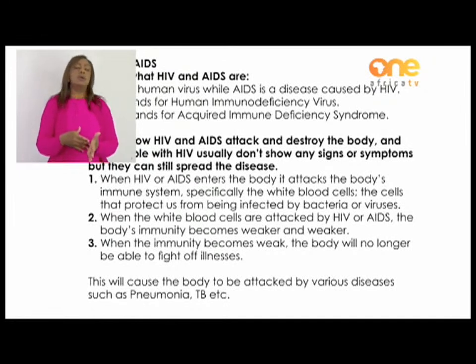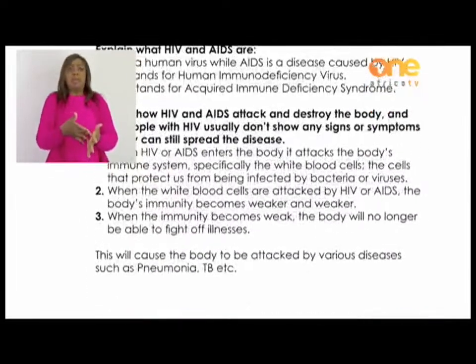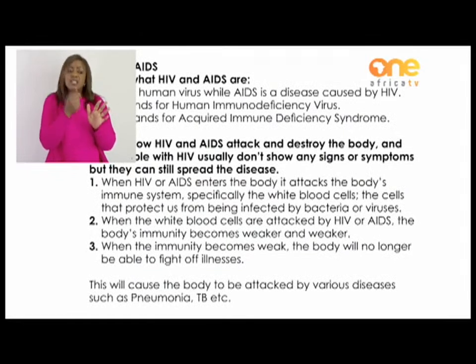Then the last thing that you need to look at today, it says that we must be able to explain how HIV and AIDS attack and then destroy the body, and that people with HIV usually don't show any sign or symptom, but they can still spread the disease. How does HIV attack and destroy the immune system? When HIV or AIDS enters the body, it attacks the body's immune system, specifically the white blood cells. These white blood cells are the ones that protect our body from being infected by bacteria or viruses. However, when the white blood cells are attacked by HIV or AIDS, the body's immunity becomes weaker and weaker. When the immunity becomes weak, the body will no longer be able to fight against illness. Therefore, different diseases such as TB will just pop up in the body. That's how HIV and AIDS attack and destroy the body.